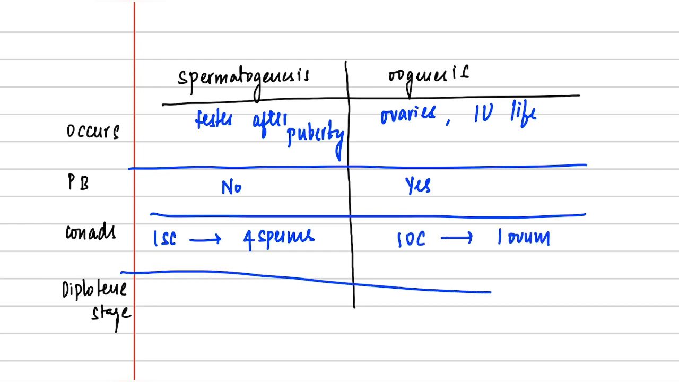The fourth and important difference: is there a diplotene stage in spermatogenesis? There is no diplotene stage, whereas there is a diplotene stage in oogenesis. So these are the important differences between spermatogenesis and oogenesis. I hope you have understood the topic.